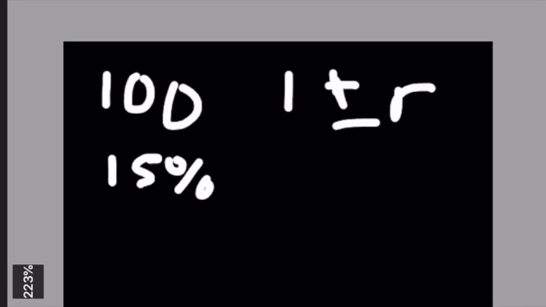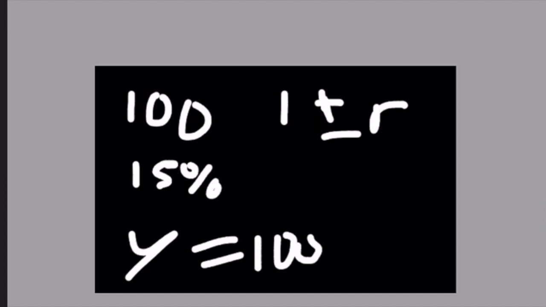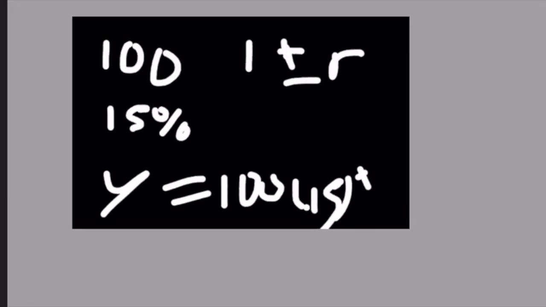Now, without the 1, your equation would look something like y equals 100 times 0.15^x. Yeah, there you go. So this is how your graph would look without adding the 1 plus or minus r.